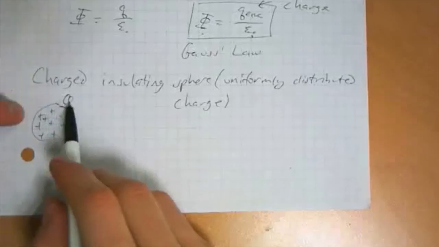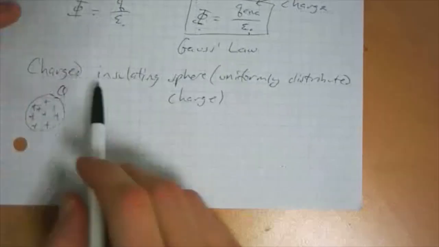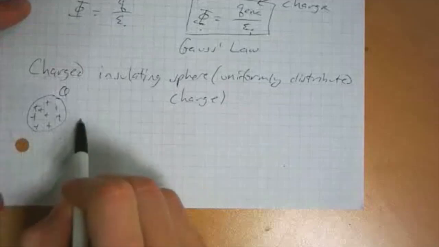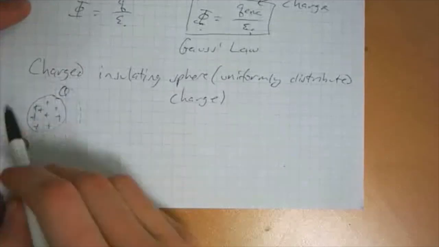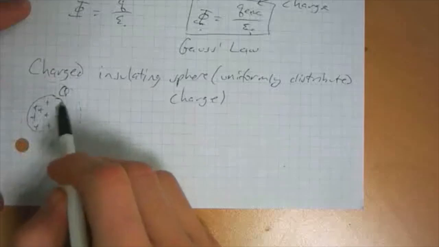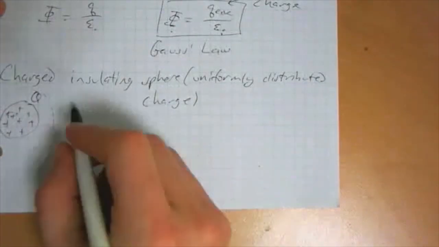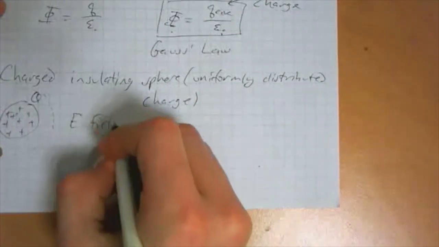It has charge big Q. Now, outside the sphere, if we consider a Gaussian sphere outside this sphere, the flux through it is just going to be big Q over epsilon naught, and its electric field will be the same as a point charge. Let's consider the electric field inside the sphere at some point.